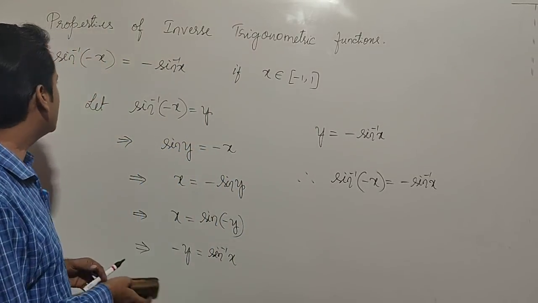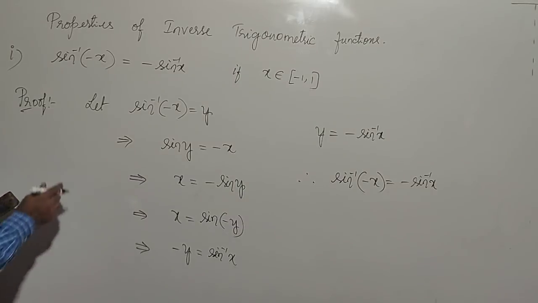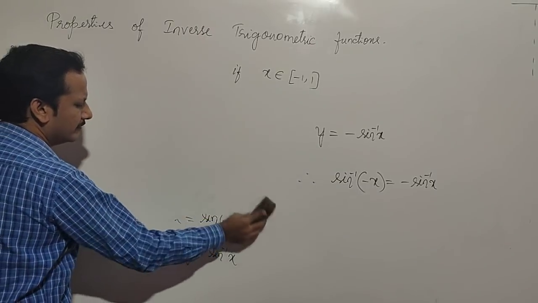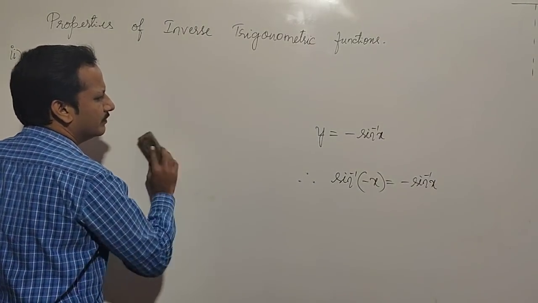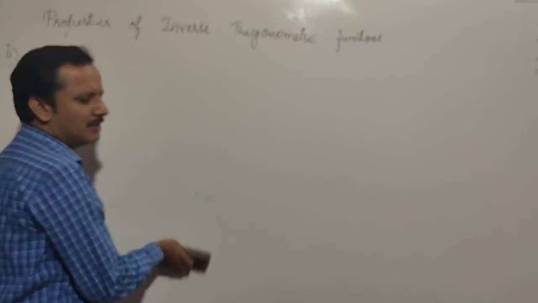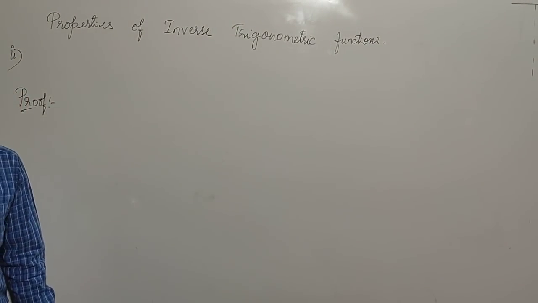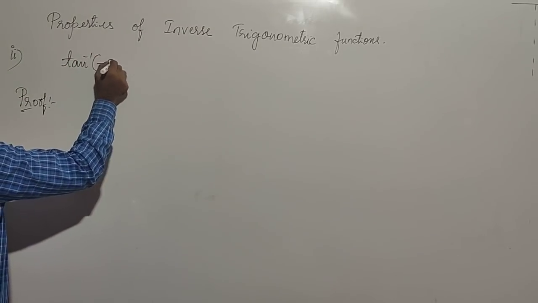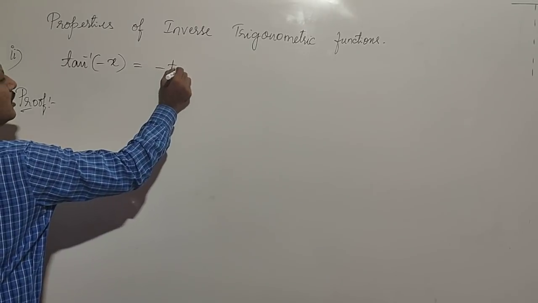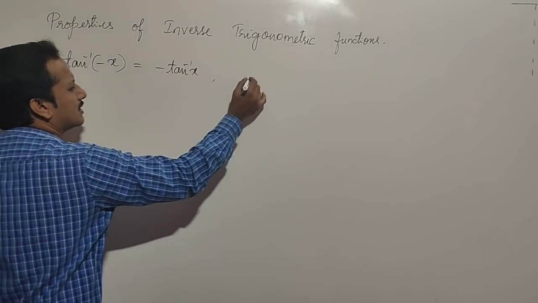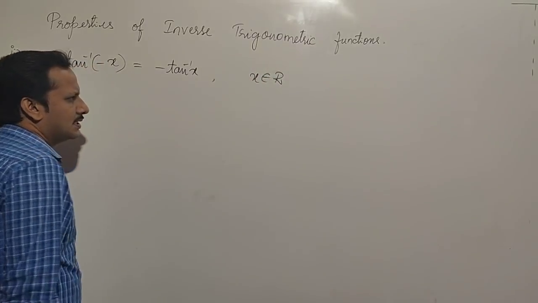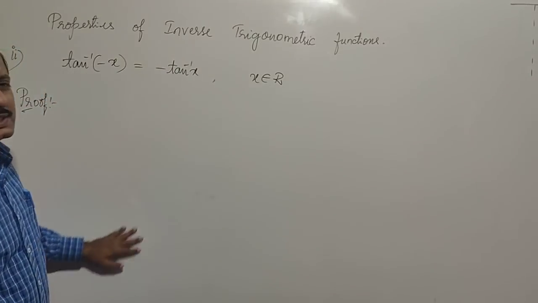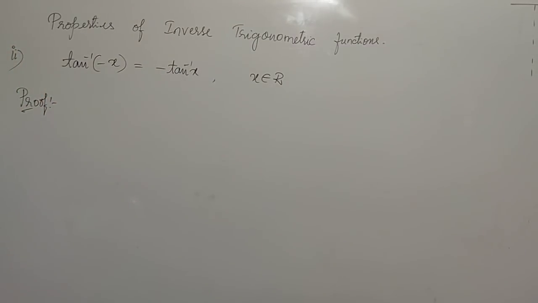Okay. Let us go to the second property now. Second property, that is tan inverse of minus x is equal to minus tan inverse x for all x. X can be any real number, x belongs to R.